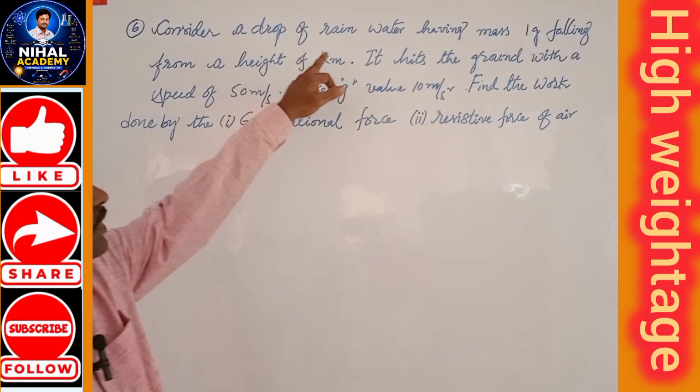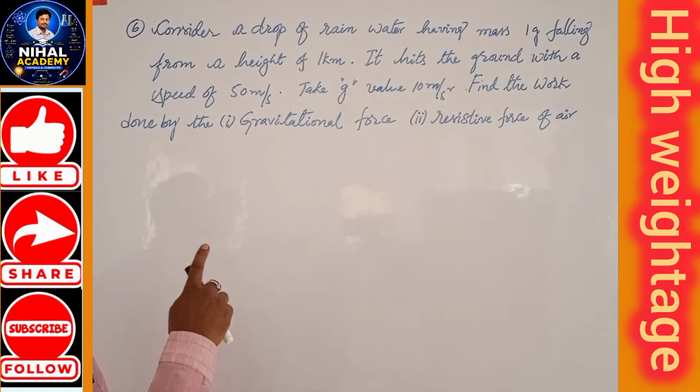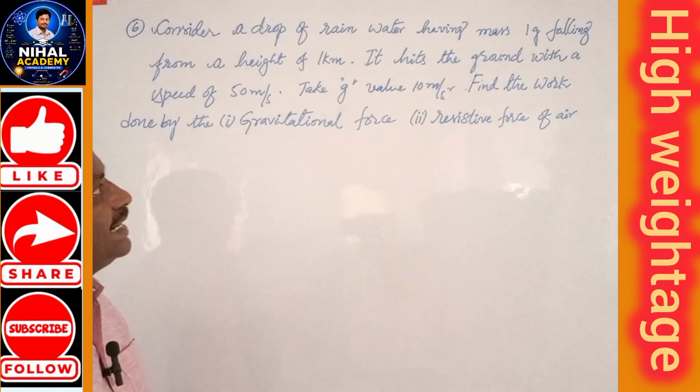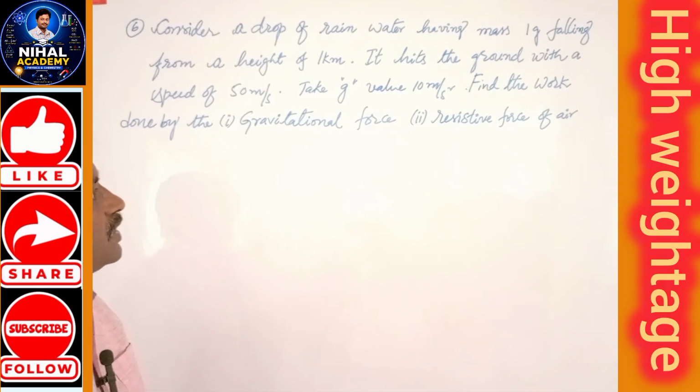Now see the sixth question. Consider a drop of rainwater having mass 1 gram falling from a height of 1 kilometer. It hits the ground with a speed of 50 meters per second. Take the g value as 10 meters per second squared. Find the work done by the gravitational force and the resistive force of air.